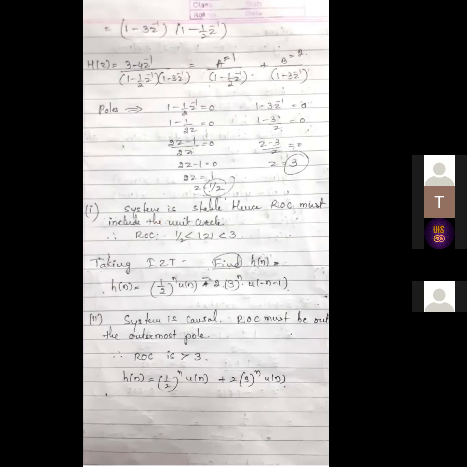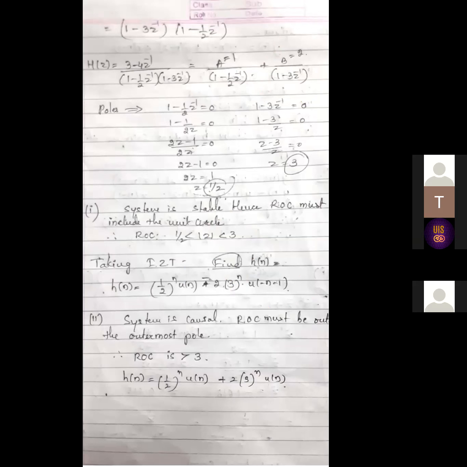Now, coming to the second point, less. For third, it is less. Less means leftmost. ROC is inside the circle. Sequence is a left-hand sided sequence. So for this, 2 into 2 I have written as it is, 1 by 1 minus alpha Z inverse. Alpha is 3. 3 raised to n. I have multiplied with minus U of minus n minus 1, because left hand sided sequence.